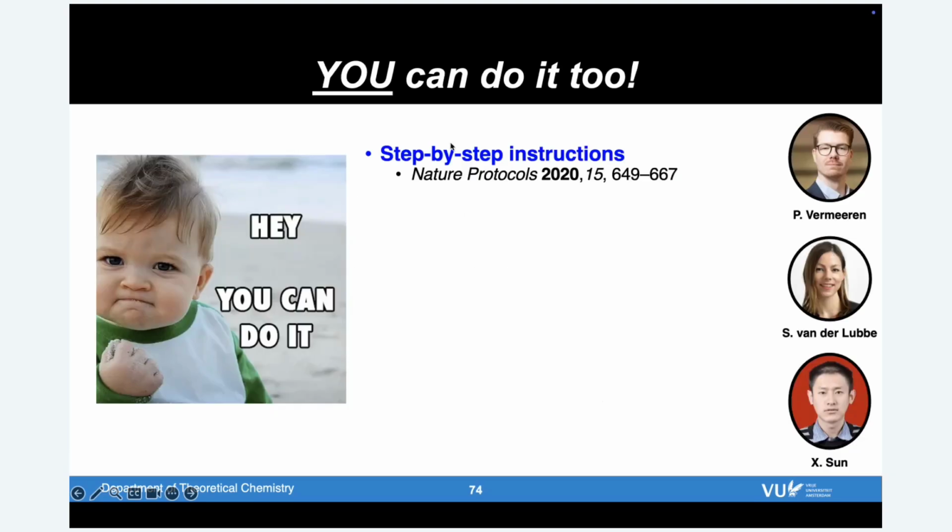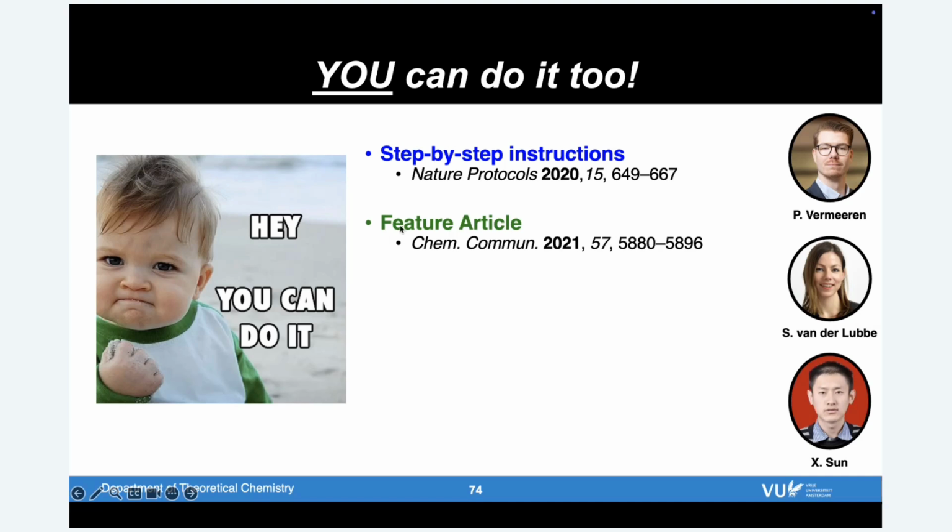I just wanted to end with making it clear that any of you can do this analysis too. I really wanted a clear, step-by-step guide, analogous to a cookbook. I wanted an instruction guide that anyone can follow to do this activation strain and energy decomposition analysis. And that work was published in Nature Protocols in 2020. It's been really well cited, and it's a testament to its usefulness in facilitating these sorts of analyses. So please do dive in and check that out if you're interested.